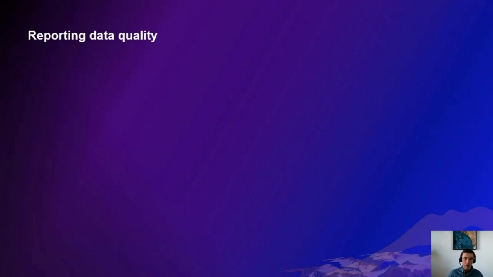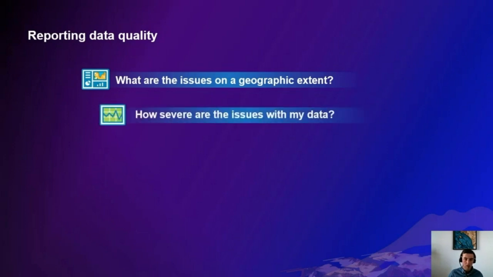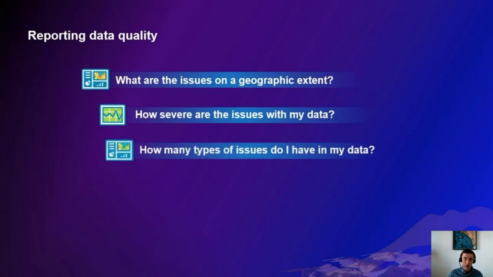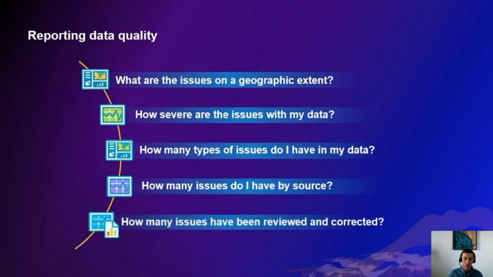Using error results, we can answer some basic questions regarding your data's quality. These include, does poor quality data impact my entire data set or just a specific location? How severe are the errors relative to the use of my data? Are there systematic errors in my data, or are there many different types of errors that might require different skill sets to correct? Are certain data sources more prone to errors than others? And finally, how much of the corrective work has already been completed and what remains?